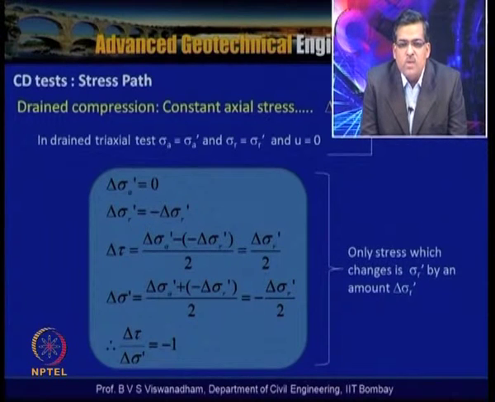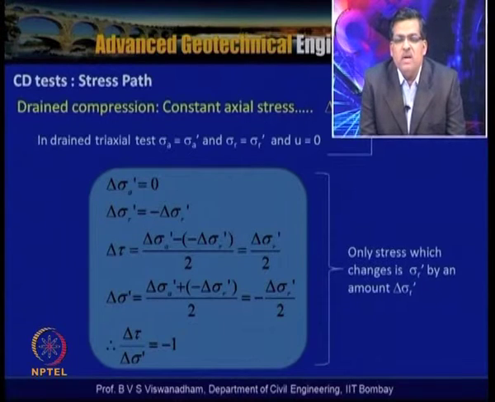Delta tau is delta sigma A dash minus delta sigma R dash by 2, and with that we get delta sigma R dash by 2. Delta sigma dash is delta sigma A dash plus or minus delta sigma R dash by 2. With delta sigma A dash equal to 0, we get minus delta sigma R dash by 2.